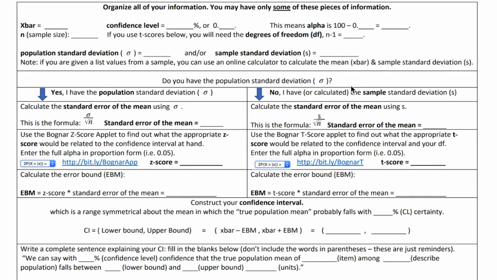Now, the big question is whether or not you have the population standard deviation, written like this. If you do have the population standard deviation, follow down this side of the chart. You'll want to calculate the standard error of the mean using that population standard deviation, and this is the formula, so you'll calculate that. And then you'll use the Bognar app that has z-scores, the z-score normal distribution Bognar applet, and then you calculate the error bound, which is your z-score multiplied by the standard error of the mean.